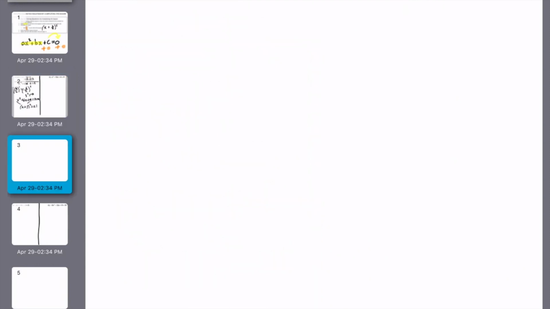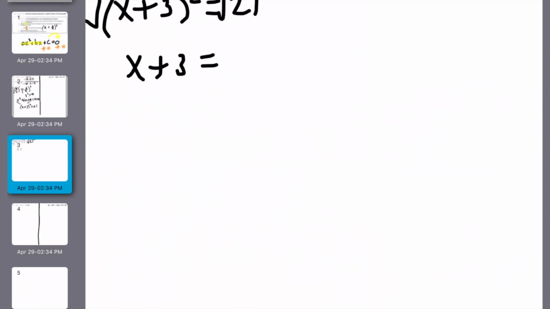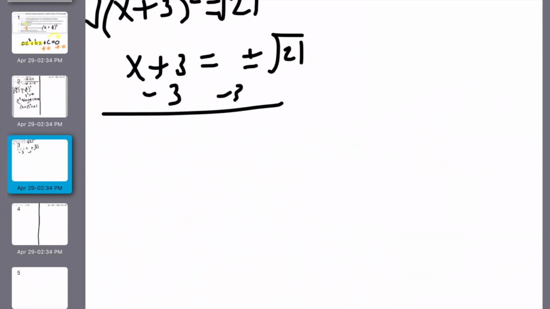Okay. Next slide, so I'm going to have x plus 3 squared equals 21. What I have to do now is I have to square root both sides of this equation, so that way I can solve for x. So I have x plus 3 equals plus or minus the square root of 21. So now in order to get x by itself, I need to subtract 3 on both sides. And my answer is x equals negative 3 plus or minus the square root of 21, whatever that is. And that's it.